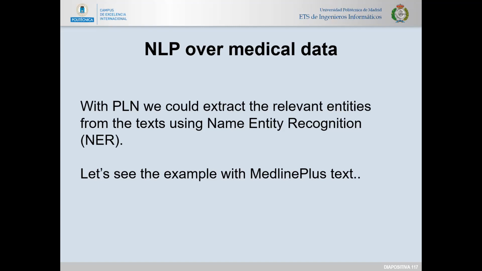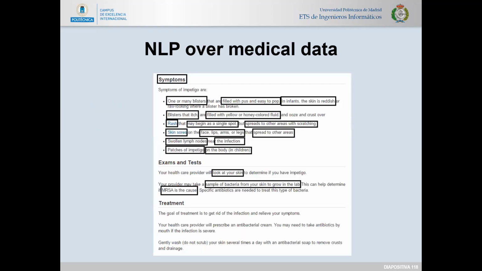So if we apply those concepts to the Medline Plus text, what we will have is something like this. This is something that we did manually. So that might be one of the options that provide relevant information. We have symptoms: one or many blisters, filled with pus and easy to pop. In infants, the skin is reddish. Blisters that itch, filled with yellow or honey-colored fluid. Rash, skin sores, swollen lymph nodes. So these elements are defining symptoms and some characteristics or modifiers.